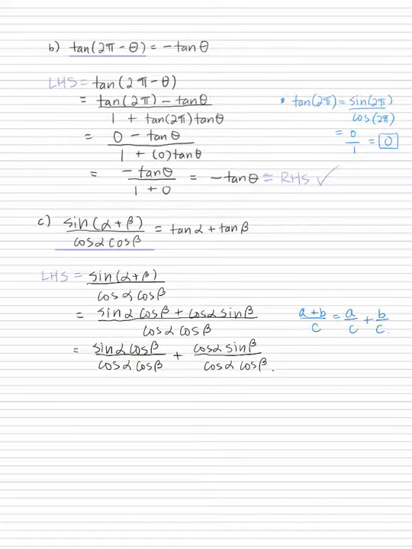All right, so now what can we do? Okay, well, look at that. We can kill the cosine of beta and kill the cosine of alpha. So what do we got left? We have sine of alpha over cosine alpha plus sine beta over cosine beta. But sine over cosine of alpha is tangent of alpha, and this one is going to be tangent of beta, which is exactly what we wanted to prove, so we're done.